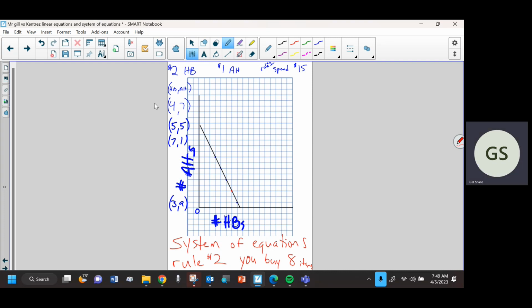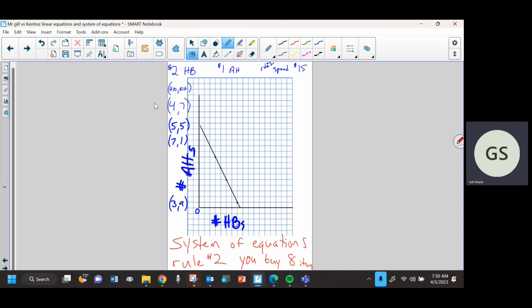Yeah, 7 and 1, right? If I bought 7 honey buns and 1 airhead, that's 8 items. No other point adds up to 8. That adds up to 11. That adds up to 10. That adds up to 12. You could do that with every single point on that line. Nothing else will add up to 8.